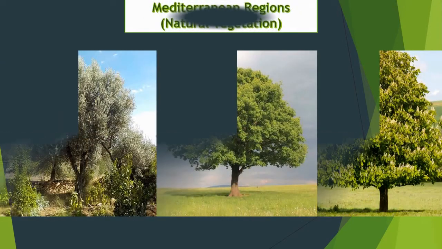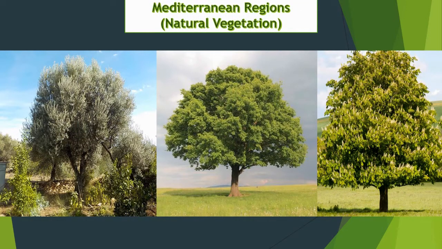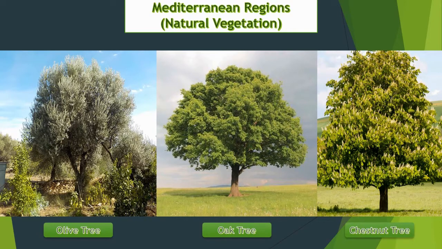The natural vegetation in the Mediterranean region is different. One can find thick, small, and oily leaves. One can also find thick bark trees, for example, the olive tree, the oak tree, and the chestnut tree. Grass grows in low rainfall regions. One can also find coniferous forests in mountainous regions.